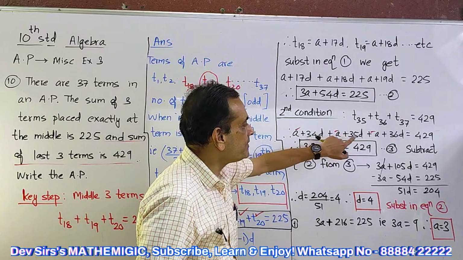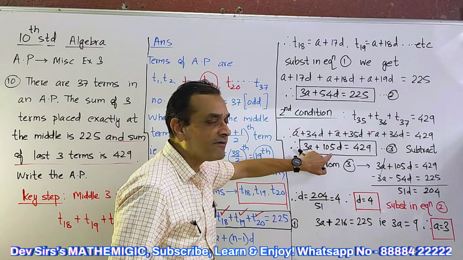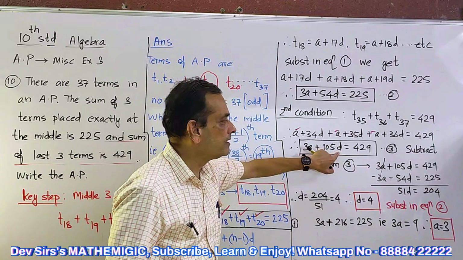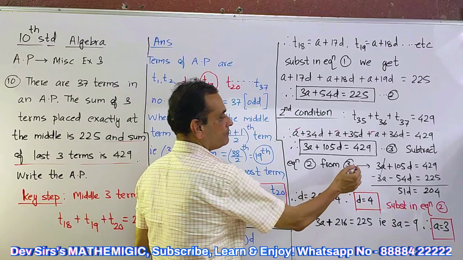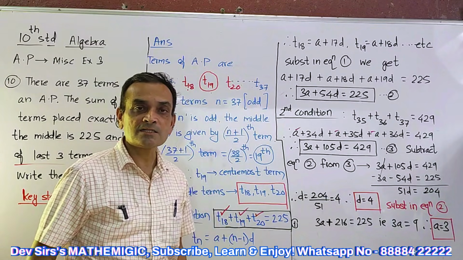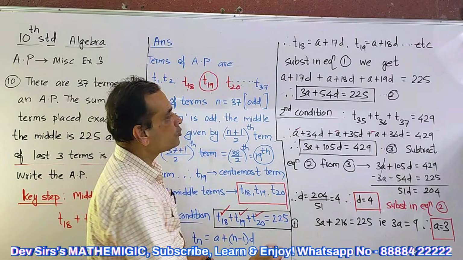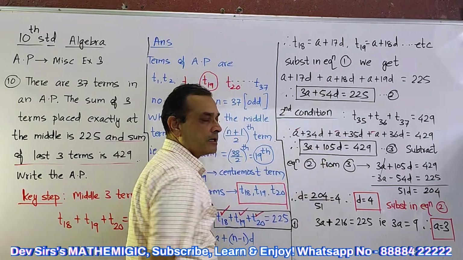34 plus 35 plus 36. If you add, you get 105. You can check 105D equal to 429. That is our second simultaneous equation. Sum of the last three terms. Now you got two simultaneous equations.